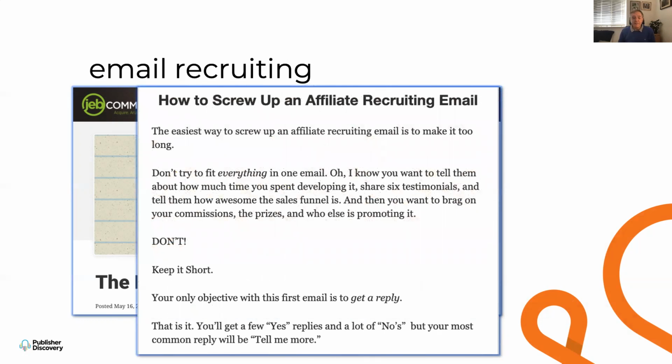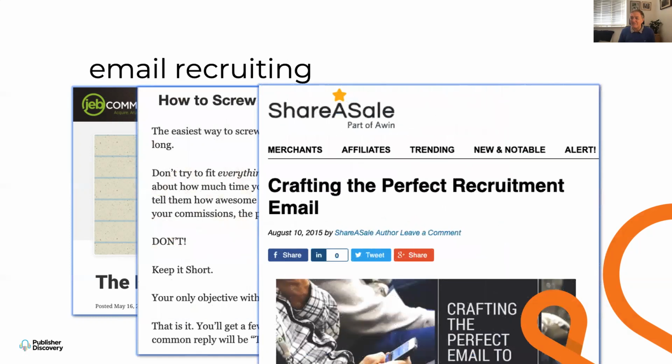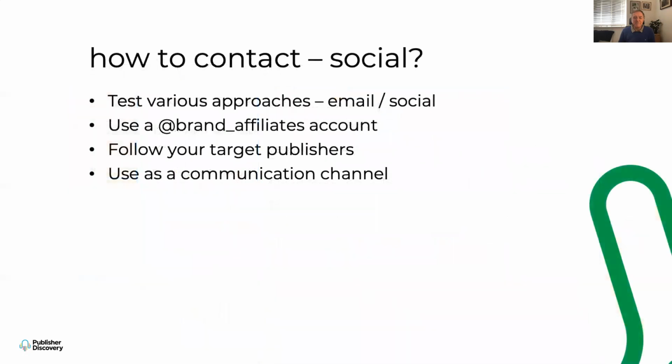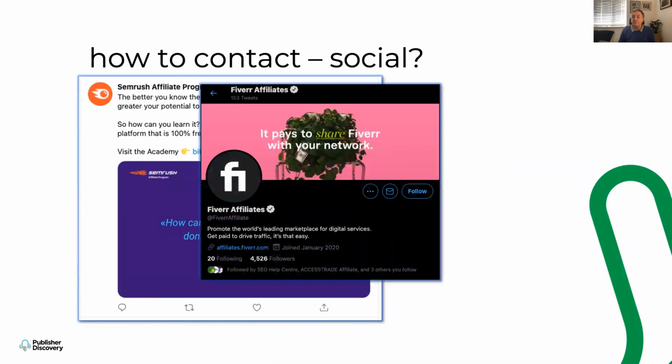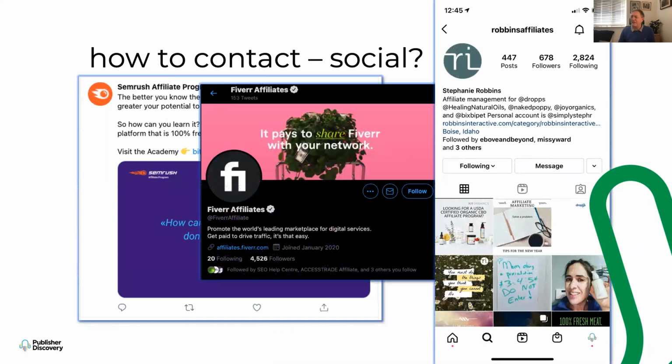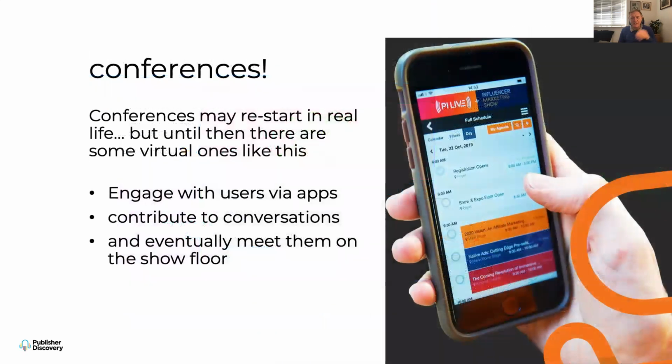There's also plenty of advice from people like, I've forgotten who this one's from, but how to screw up an affiliate recruiting email. So there's lots of advice from all sorts of places. Even share selling networks have got perfect recruitment ideas. So test your various approaches as we've talked before. And I think I've got a repeat slide, so apologies for that one. Yeah, it's duplicated. We've seen that before, and we've all been there.